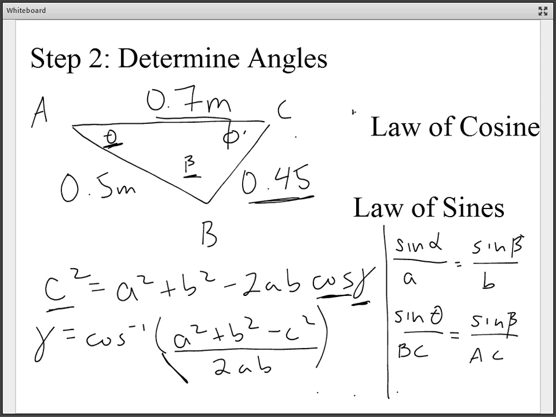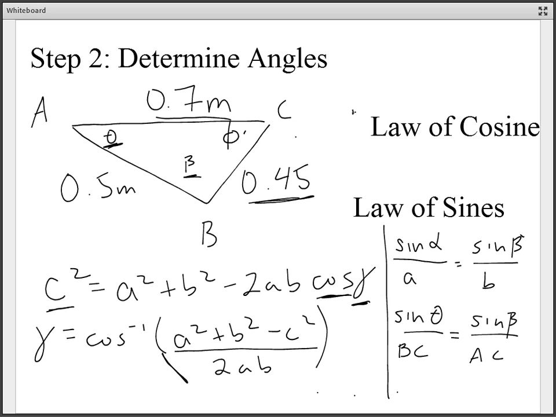I guess if you wanted to, you could just use the law of cosines twice and figure out what theta and phi are, but this is the way I'm approaching it. So basically, gamma, or beta, is equal to the inverse cosine. Let's plug in some values.